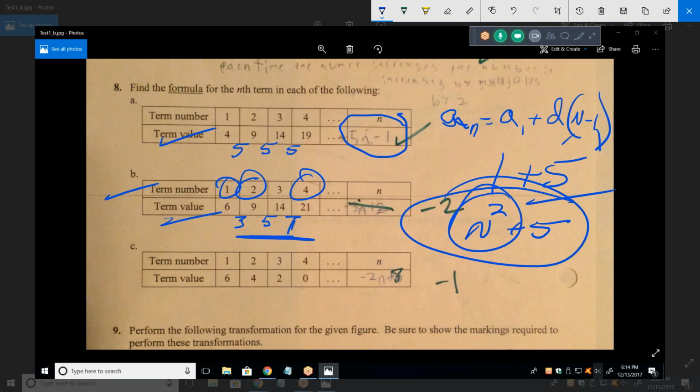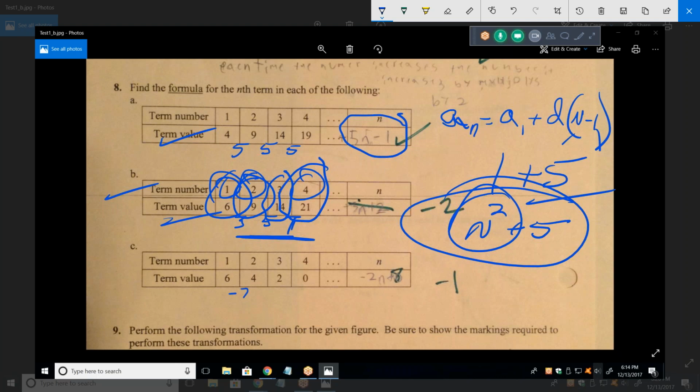So I start right off with n squared. And now it's kind of easy, because I can figure out that's got to be n squared plus 5. If I look at that, that's also n squared plus 5. That's n squared plus 5. There we go. I've got it. Okay, now let's look at C.